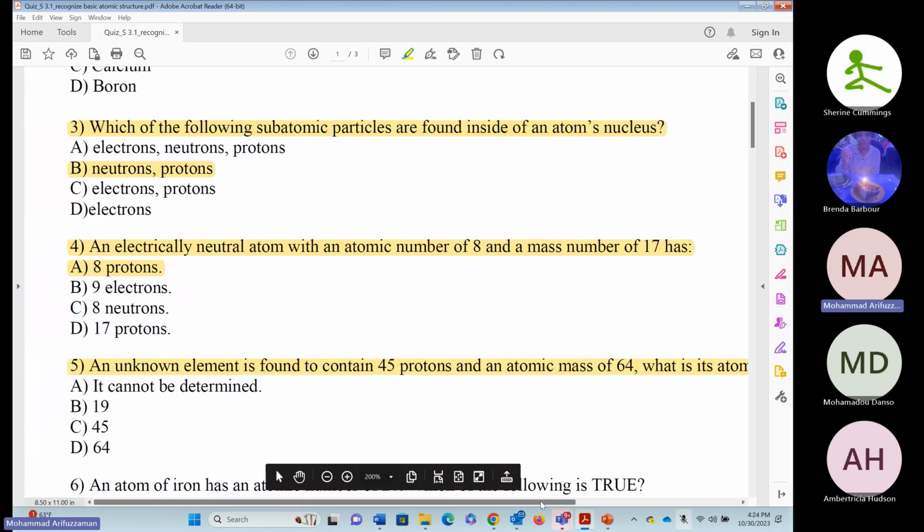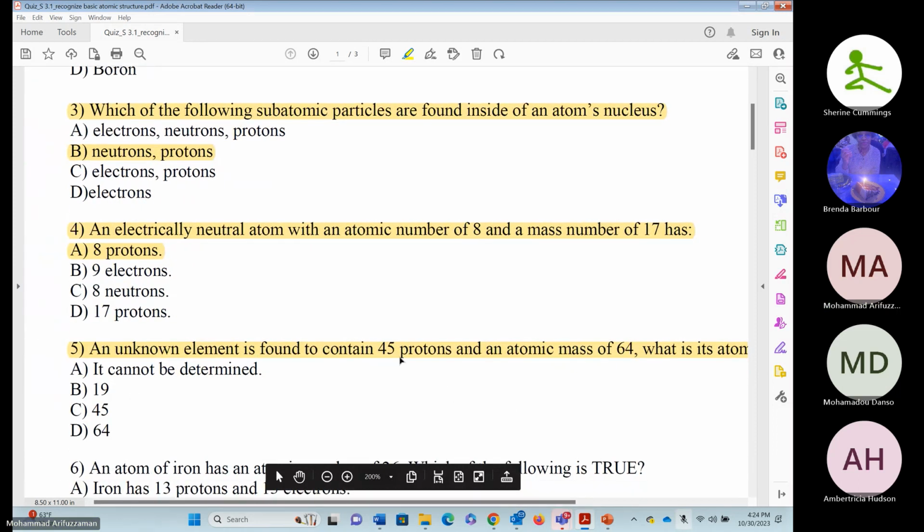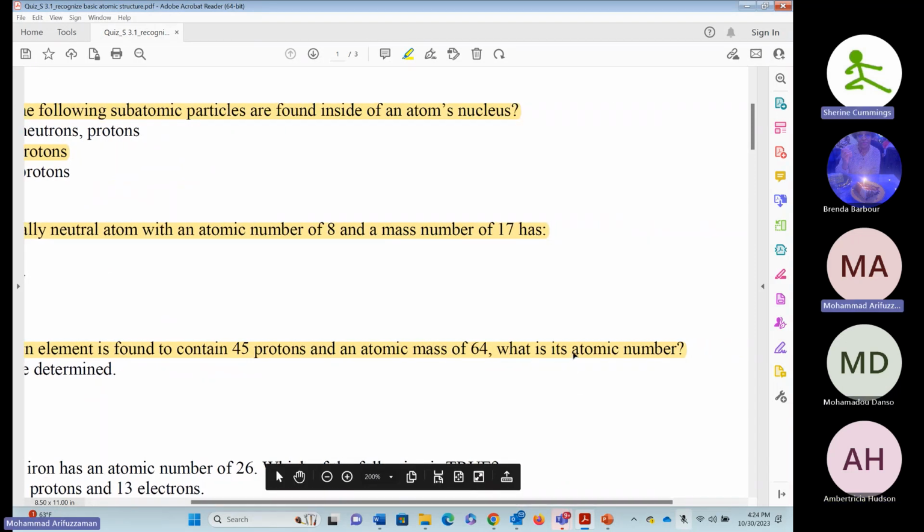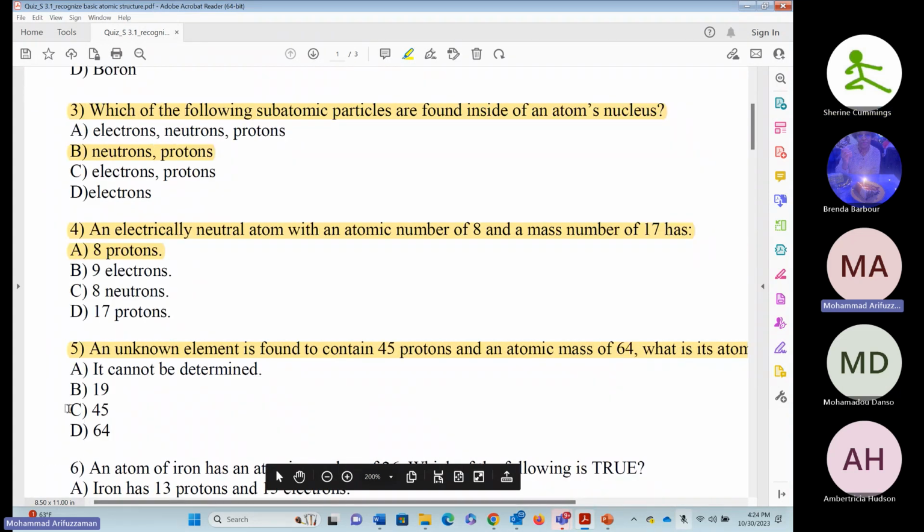An unknown element is found to contain 45 protons and atomic mass 64. What is the atomic number? The atomic number is the number of protons, so it will be 45. Atomic number means the number of protons. So the number of protons is the atomic number, and atomic mass is the number of protons plus the number of neutrons.